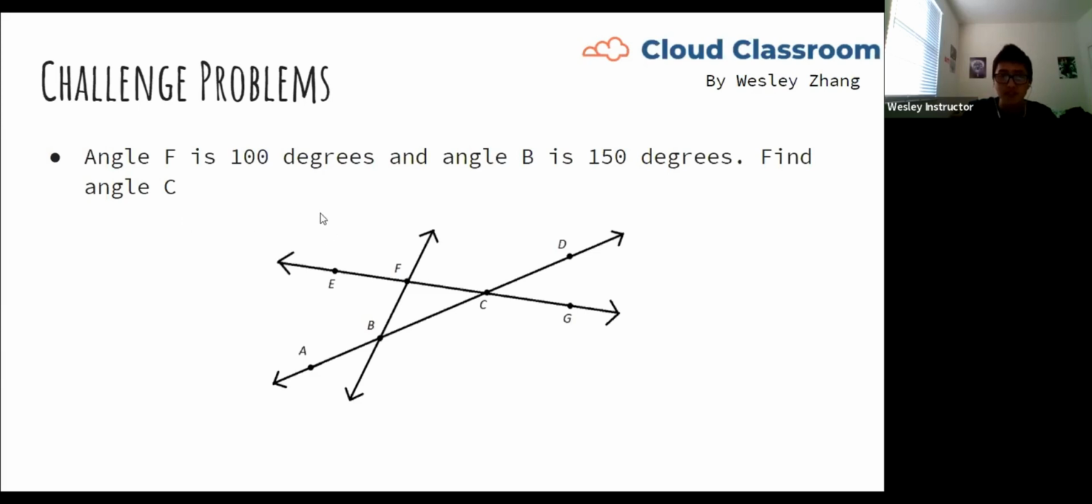All right, so guys, the key to solving this problem is to find the interior angles of this triangle. So that's the key. So we already know one interior angle. Angle F is a vertical angle as this interior angle. So this one is also 100. So you guys know this one already. And we know angle B is 150. So we have to use our knowledge of vertical angles to solve for this one.